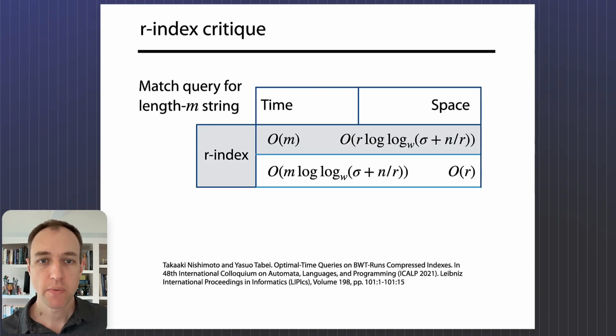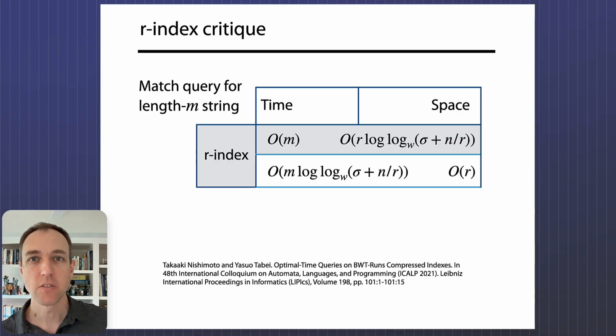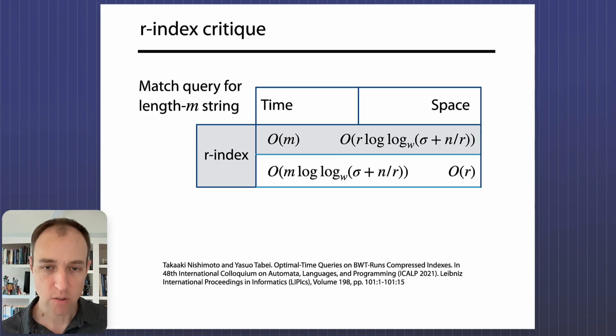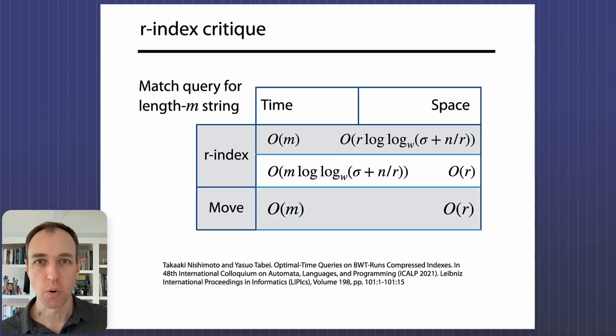So when we initially motivated the move structure, we did so by bringing back up the bounds that were achievable with the R index. For example, if we're going to do a count query for a length m pattern, then we'd have a trade-off, right? We could either achieve big O of m time and then slightly worse than big O of r space, or we could achieve big O of r space but slightly worse than big O of m time, whereas the move structure achieved the best of both worlds: big O of m time, big O of r space. That was the initial motivation. But there's another separate motivation for why we might prefer the move structure over the R index.